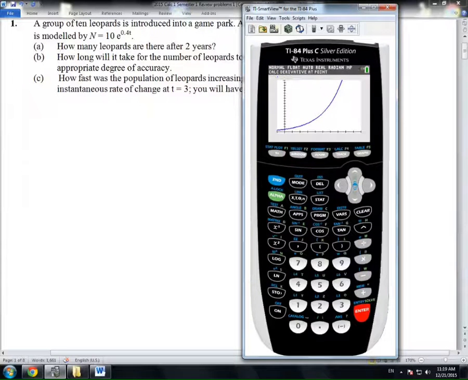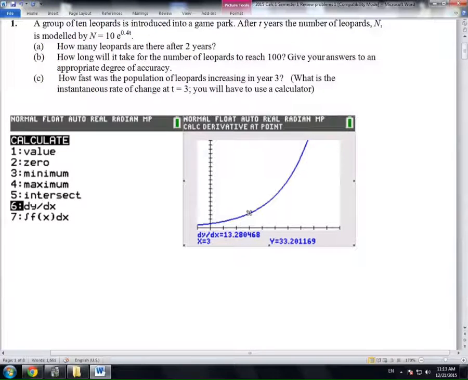Hit enter, and right here it actually tells me the derivative. So you can see right here dy/dx equals 13.28 when x equals 3. The calculator is telling you the slope of the tangent line at x equals 3. So the answer is already given to us. All I have to do is write it.